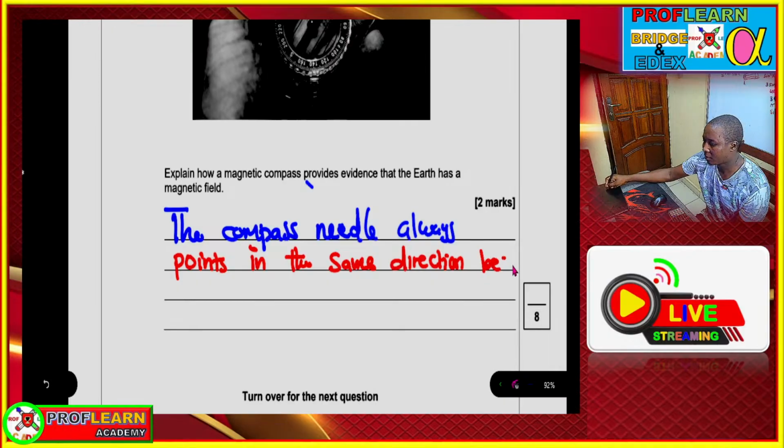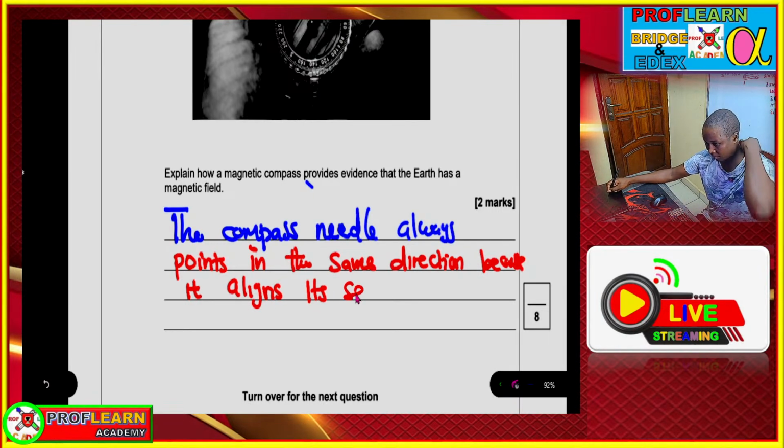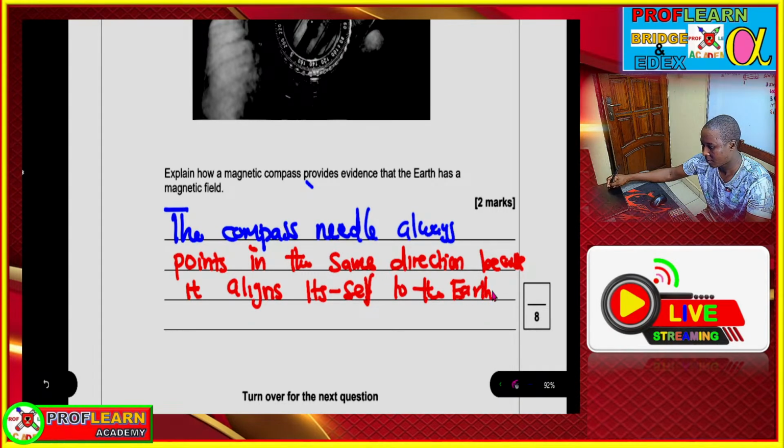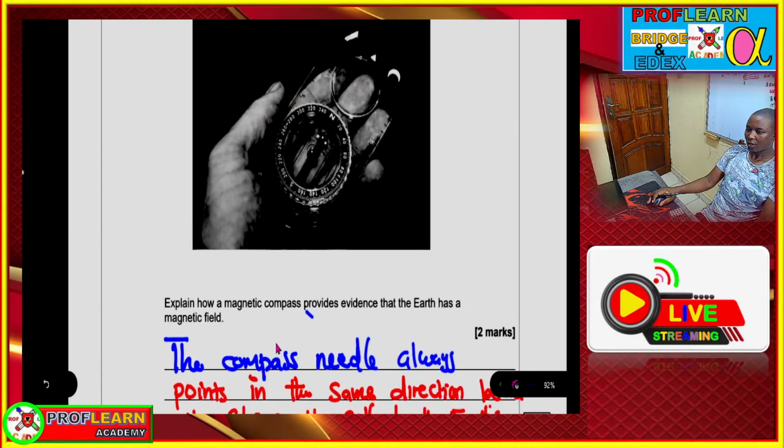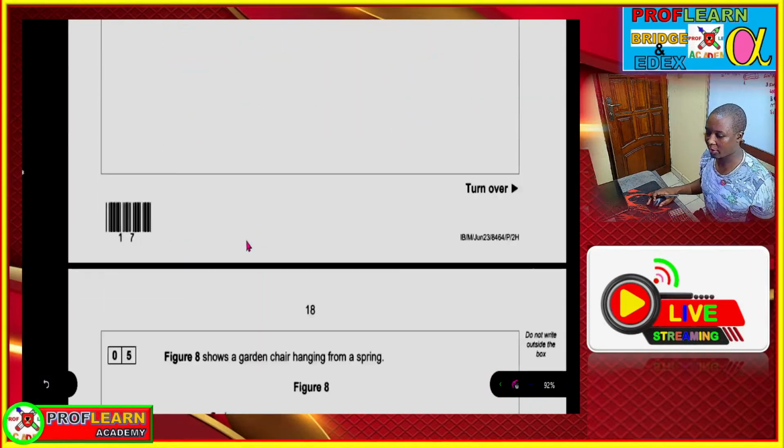Because it aligns itself to the Earth's magnetic field. Yeah, so basically that's what we are going to say.